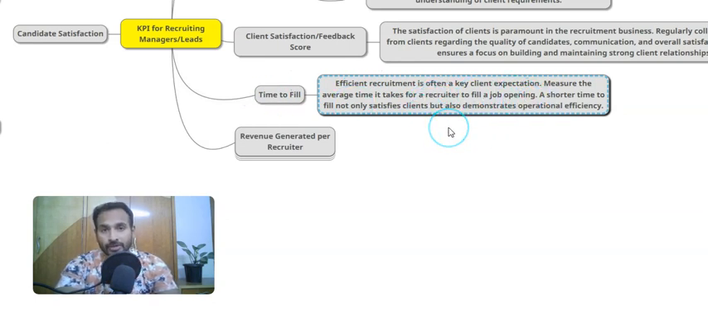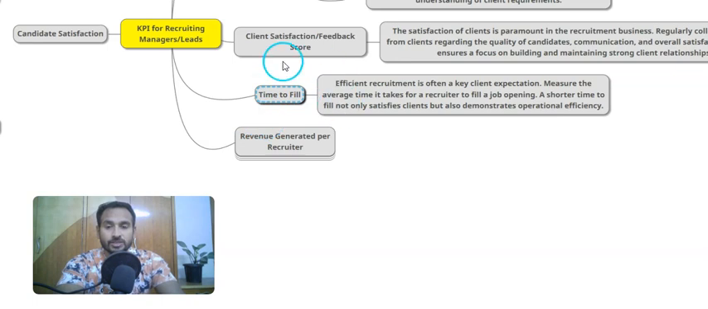If you're giving 5 requirements to your recruiters, how many days is the person taking to fill them? Yes, we understand that the hiring manager and the company also have some part in completing the deal, but what is it that we as recruiters are doing, first, in starting the initiation of this trade? All right, so a shorter time to fill not only satisfies the client but also demonstrates operational efficiency. After the candidate onboards, after the placement happens, how long it takes from the placement to the joining, meaning documentation, your operational work, how it is, everything will be identified in this particular component.